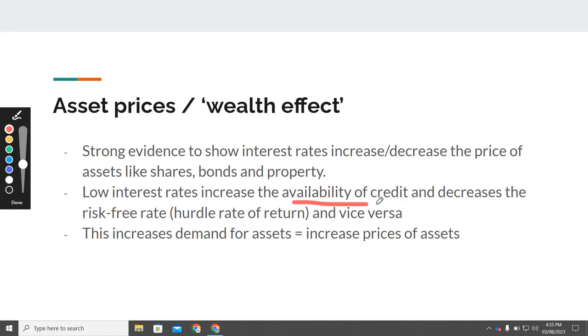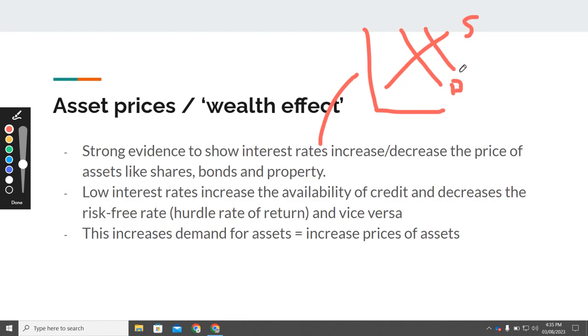So if it's easy to borrow money, and you can borrow more money than you otherwise would, this increases the demand for assets. In Australia, people borrow money to buy shares and bonds as well, but mostly they borrow to buy property. So if there's a whole heap of people out there that have heaps of money that they've borrowed to try and buy a limited amount of houses, well, you can think what happens. We get an increase in demand, and therefore the price of assets go up.